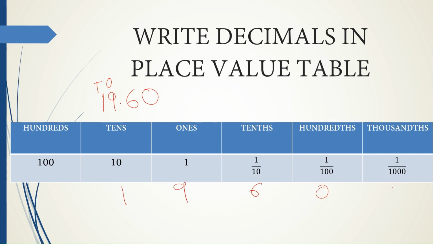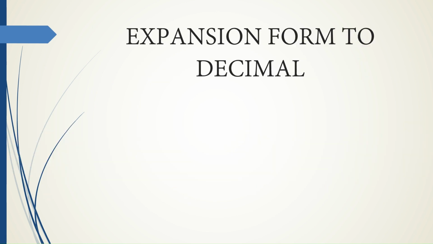1960. Thousands place would be 0 and even the hundreds place we can write it as 0. Like this we can represent any value on the place value chart. Now we'll see how to convert the expansion form to a decimal.